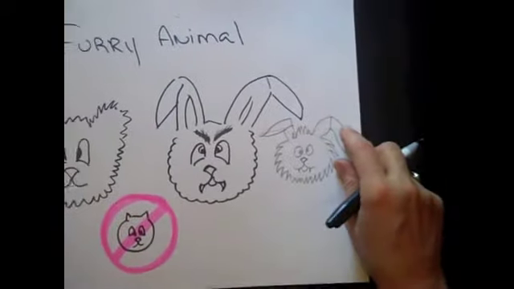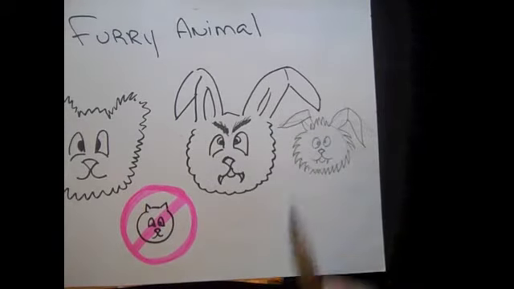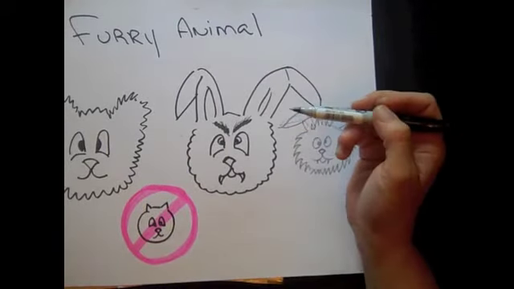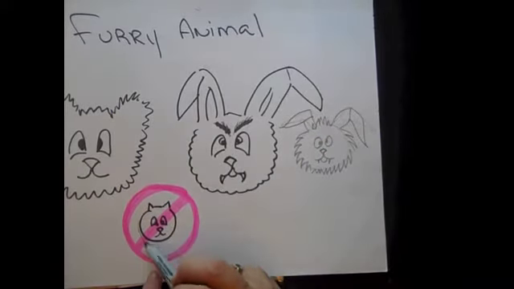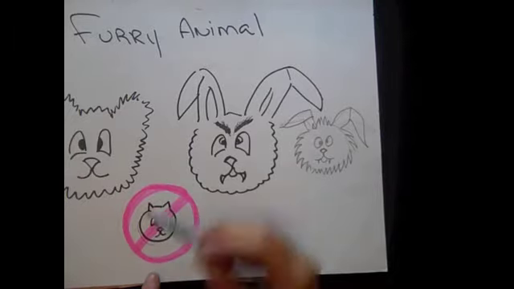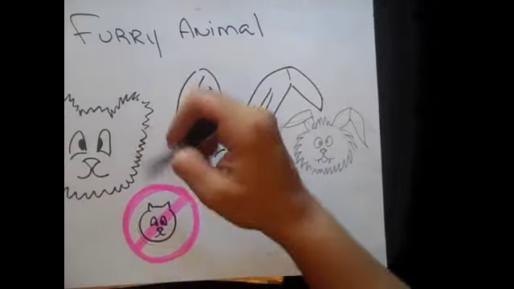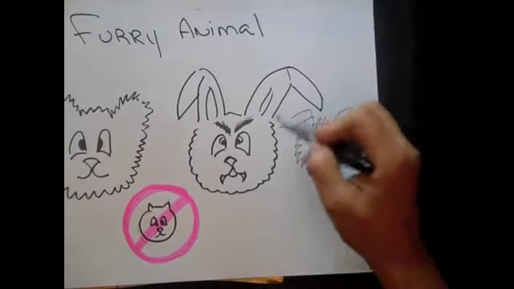Very good. Okay, the next one is a furry animal. Here we have several furry animals. The key in this is that we are creating texture. So this one has no texture. This is a smooth line around the outside of this animal. That does not work. This is more of a sort of a cross between an organic and geometric line. But either way, they are fuzzy.